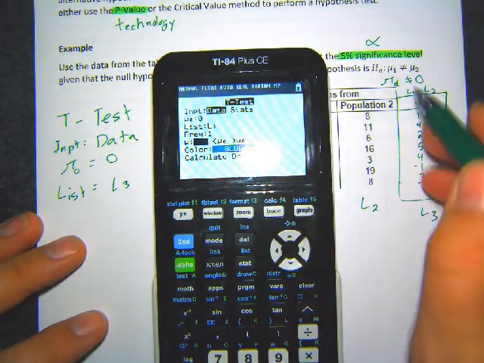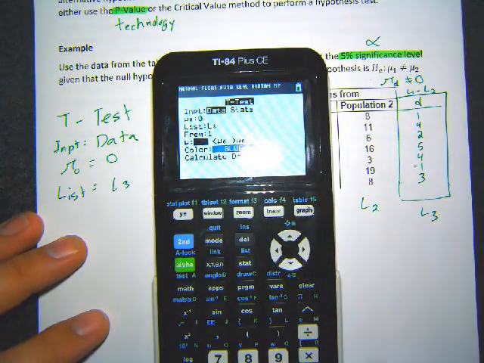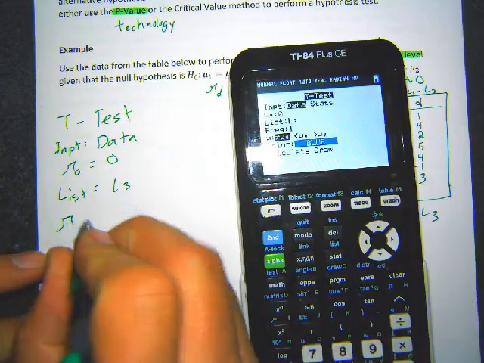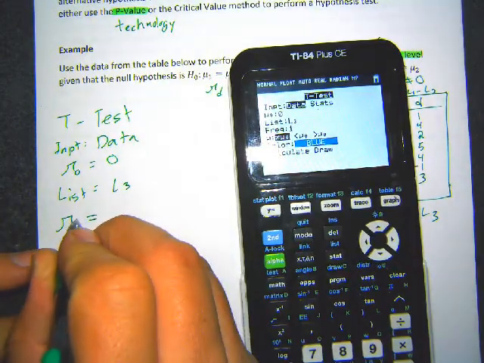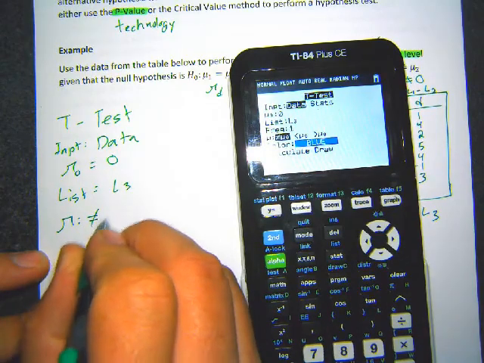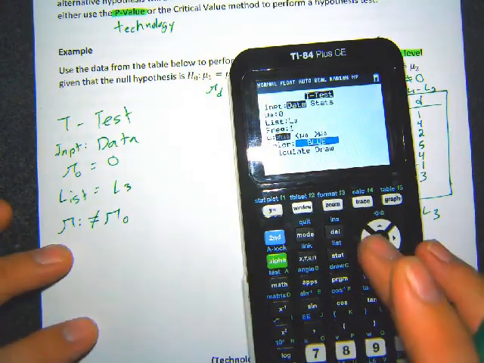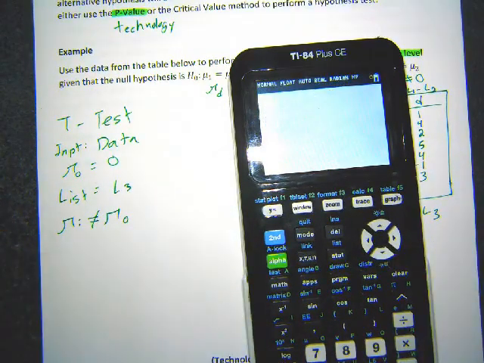In this case, we're doing a not equal to, so we're going to hit the not equal to for that. So the mean is not equal to mu sub 0. And then calculate. And this will give us our data from that.